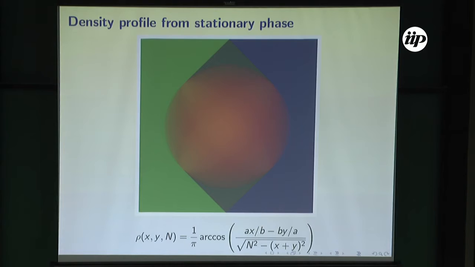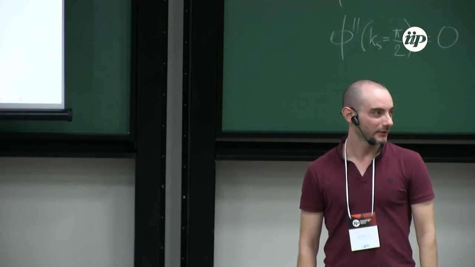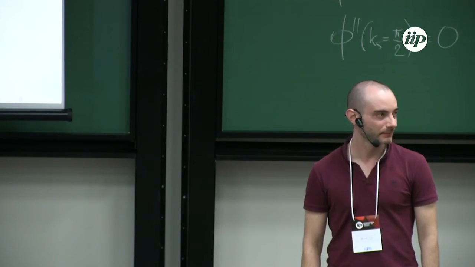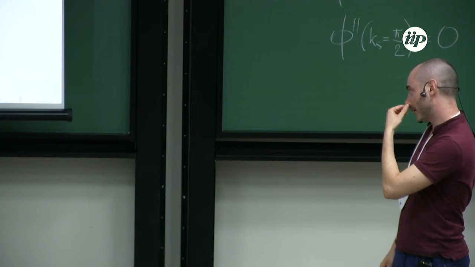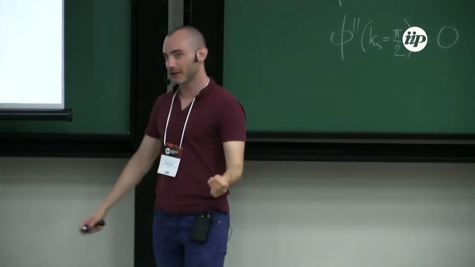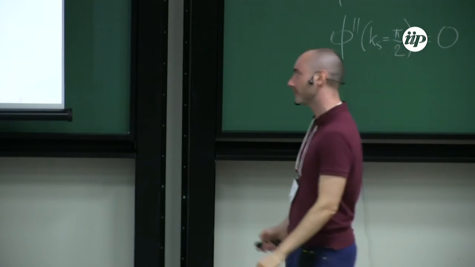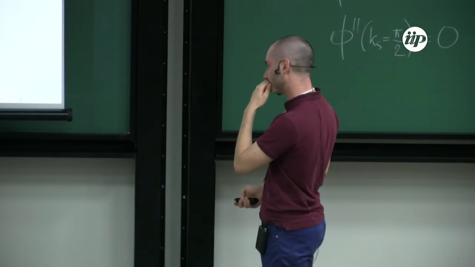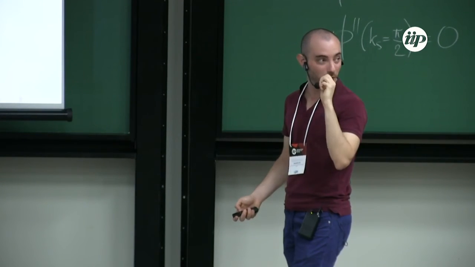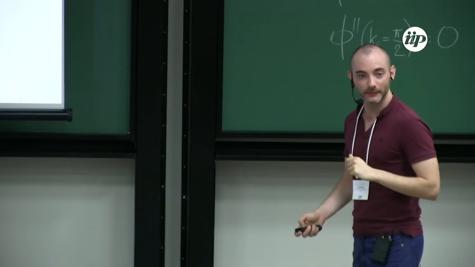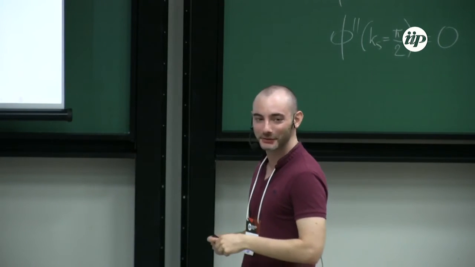Because the model, the dispersion is the same dispersion. Essentially the same. The stationary phase equation is really the same. There are some details when you write the density, but the stationary phase equation is the same. They can be mapped exactly one to the other. Yes. Well, that's what the six vertex model and depth one thing.